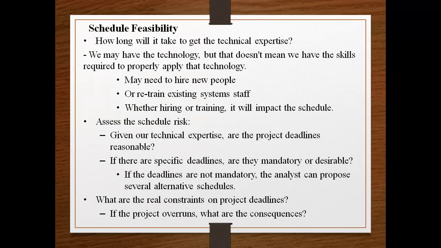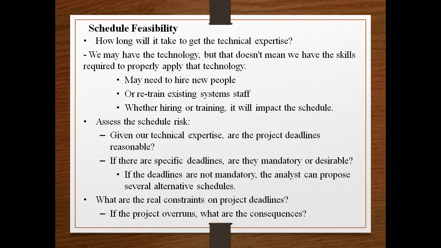If you say that I may complete my project in 1 year, but hiring and training will take 3 months, then again your schedule moves 3 more months ahead. So again it may impact your schedule. You need to assess your schedule risk, means you need to identify that if I have the technical expertise, are the project deadlines reasonable? Though I have technical expertise, are the deadlines reasonable to satisfy my project?